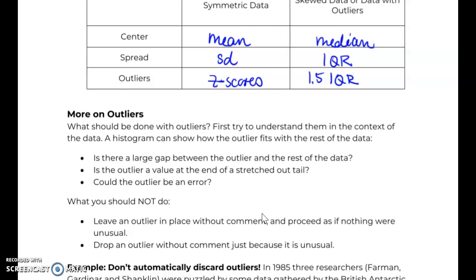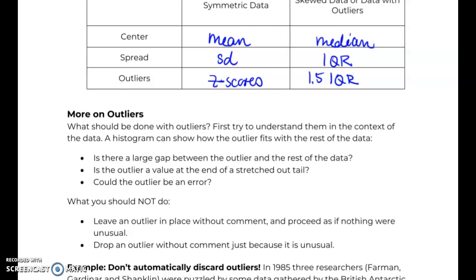Right? So things you want to look at, is there a large gap between the outlier and the rest of the data? Is the outlier a value at the end of a stretched out tail? And the last one is, could the outlier be an error or maybe just a misunderstanding?